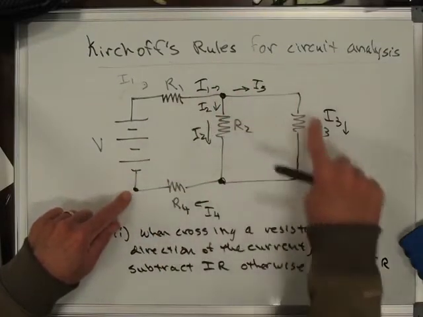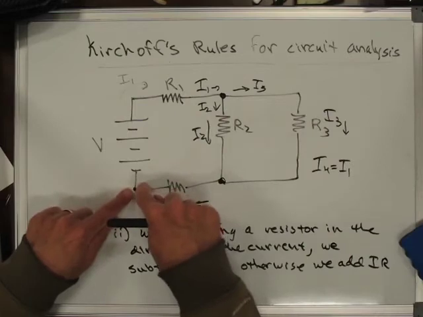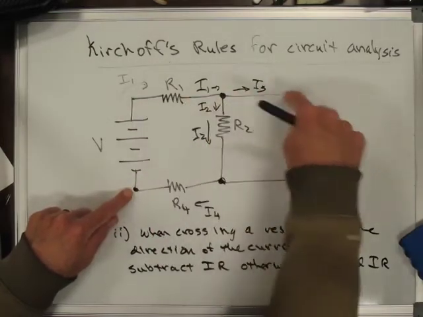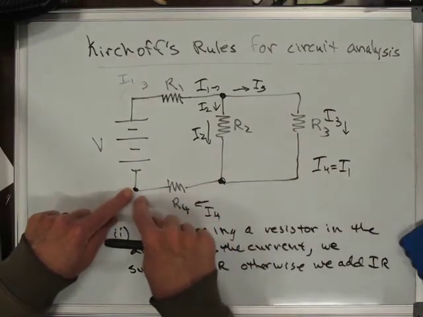If I was going around this loop, I would say, say I started here, V minus I1R1 minus I3R3 minus I4R4 equals 0.